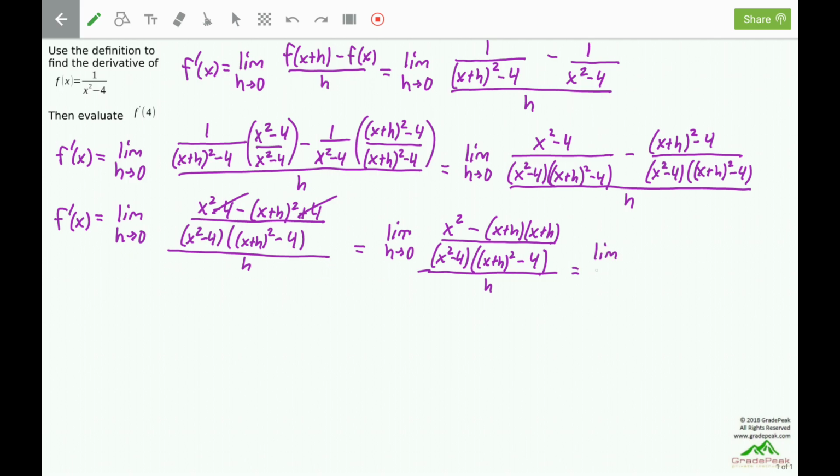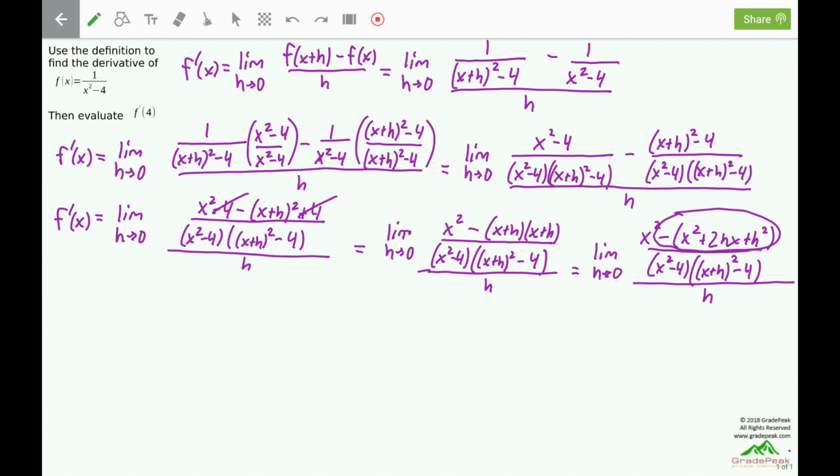So we have the limit as h goes to 0 of x squared minus, foiling that out, that'll give us an x squared, a plus xh, a plus hx, which will be a 2hx, and a plus h squared, over x squared minus 4, x plus h squared minus 4, and all of that over h. Now we're going to distribute the minus sign into this entire expression. That'll be our next step.